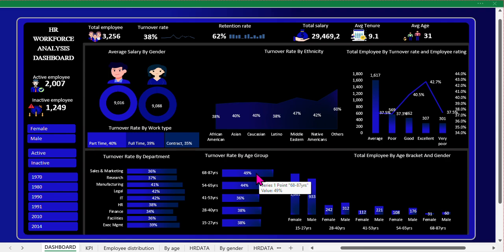Then we have the young employees, 15 to 27, and the middle aged. The middle aged 54 to 65 have a turnover rate of 44%. The middle aged 41 to 53 have 36%. And 15 to 27 have 38%.